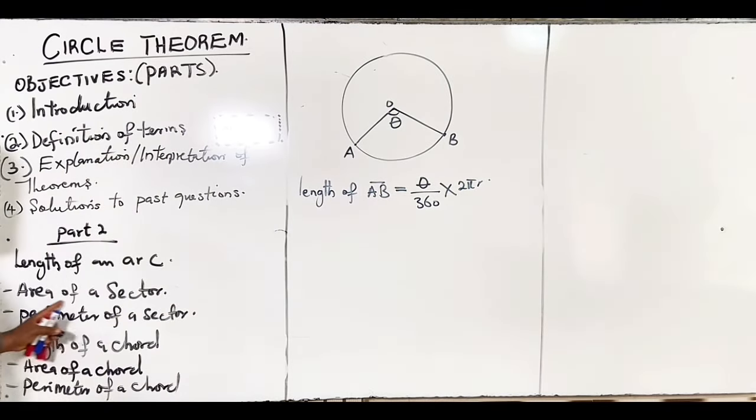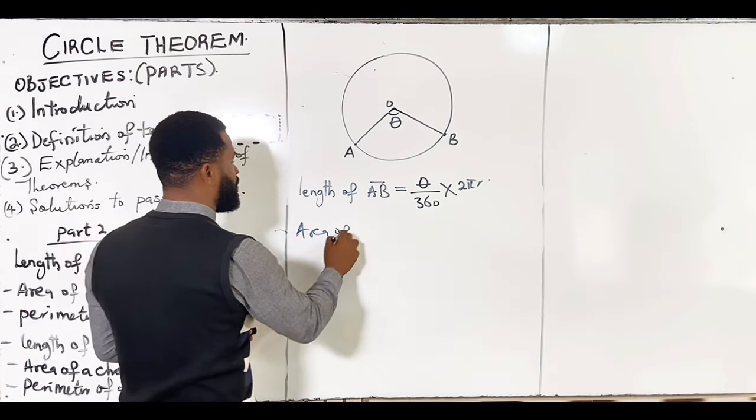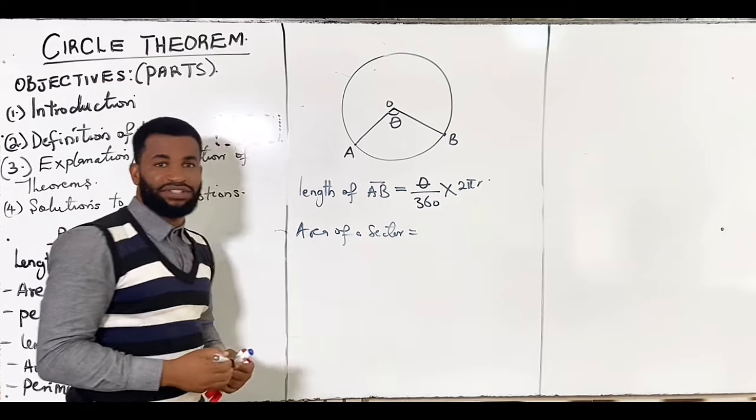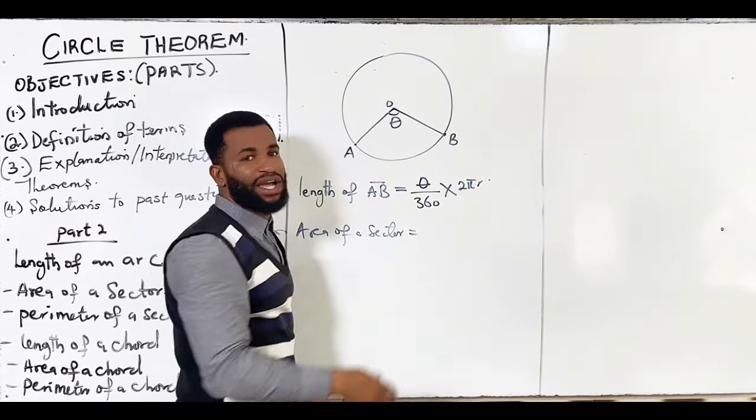So area of a sector. Area is the same thing. The area of the sector is the same thing. The whole of the circle has an area which is pi r squared.